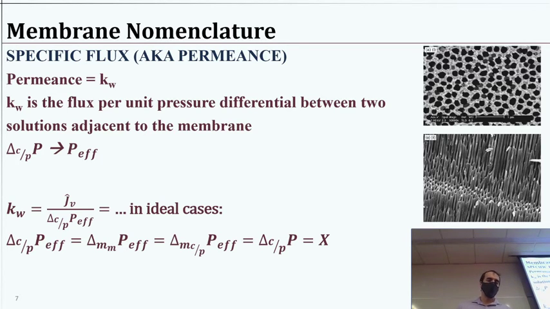Now the next step would be to understand how that relates to a flux. We can take a look at what's called a specific flux or a permeance that's going to describe, given some membrane and some pressure unit applied, what kind of flux we get. That's going to vary by the membrane, so we want to rate our membranes based on the specific flux they can provide. So our permeance or specific flux here is the flux per unit pressure difference between two solutions adjacent to the membrane. So just our flux per transmembrane pressure unit, okay?